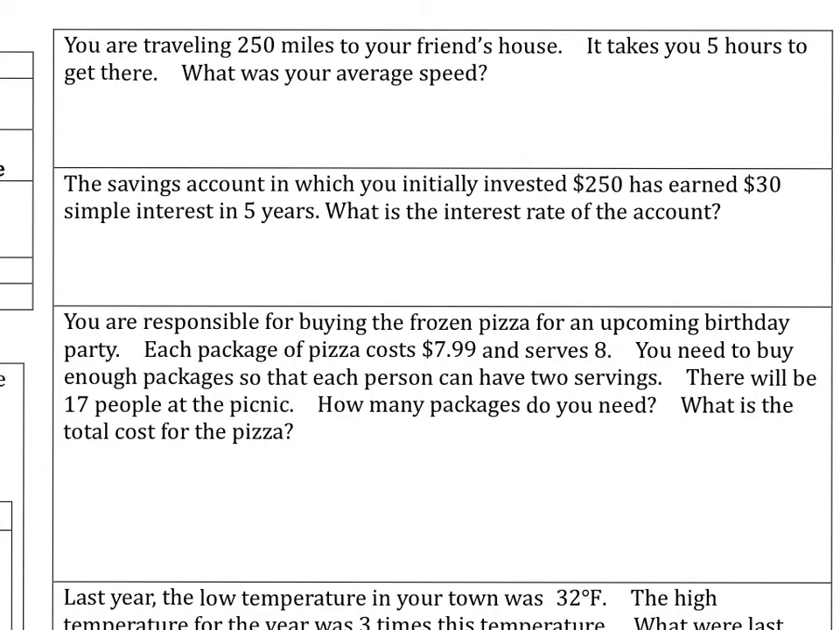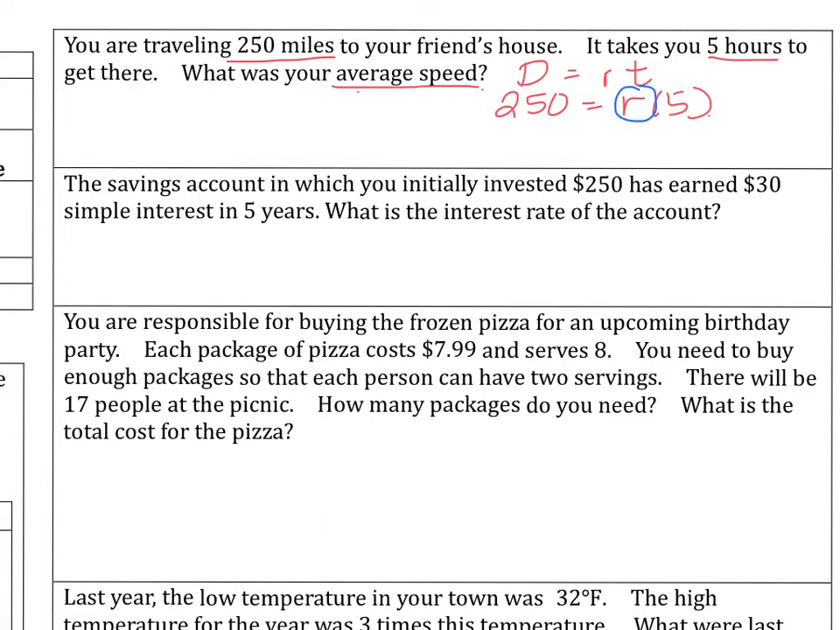You are traveling 250 miles to your friend's house. It takes you 5 hours to get there. What was your average speed? So we're going to use distance equals rate times time. So you're given the distance, you can sub in 250 miles for D, and you can sub in 5 hours for T. And then you would calculate R, which is the average speed.